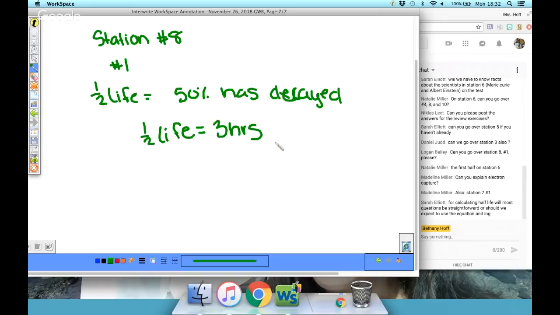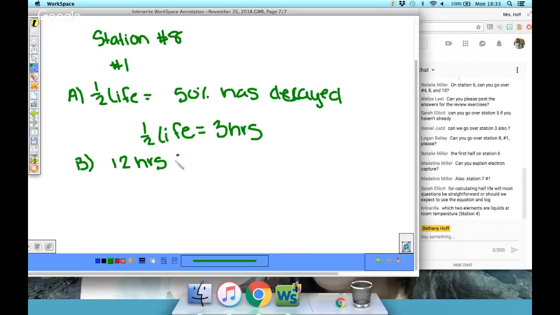Then it says, what mass of radioactive isotope will remain after 12 hours? Well, you can see that 12 hours isn't on there, but 12 hours is going to be a whole number of half-lives of the isotope. So we want to figure out how many half-lives have occurred. So this is A. B, if we know that 12 hours have passed, we're going to divide that by 3 to figure out how many half-lives have occurred. So it's going to be 4 half-lives.